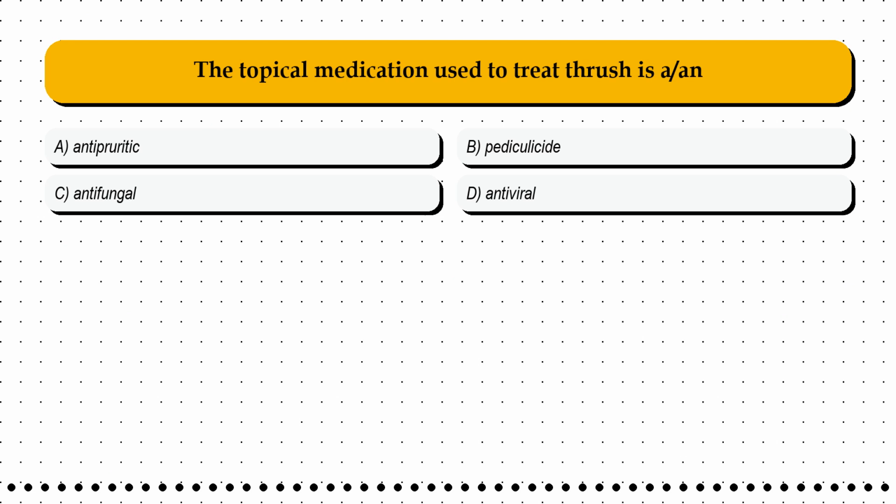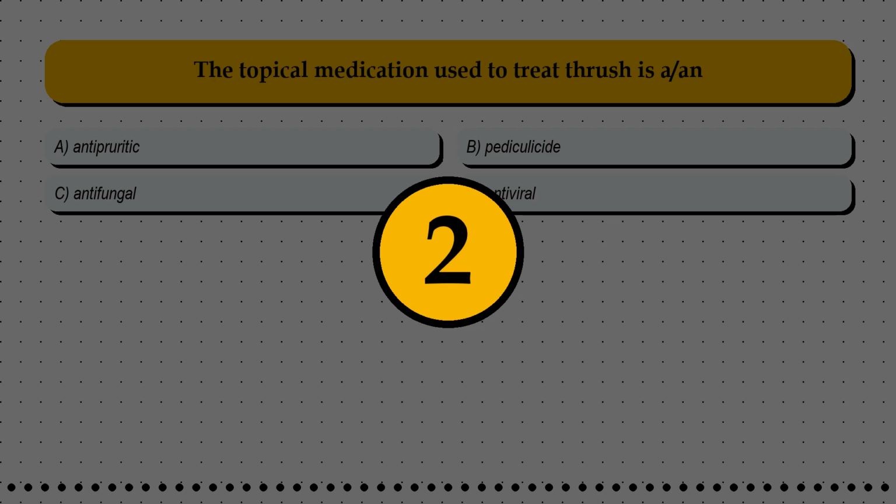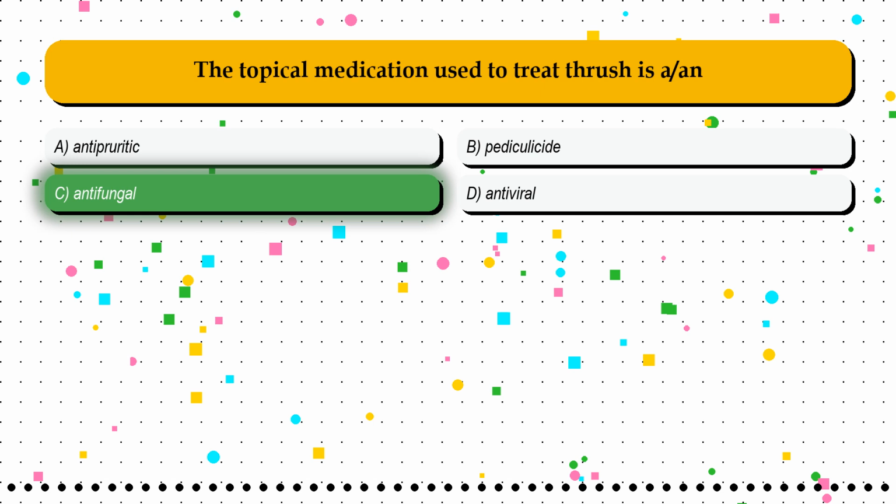Question 237. The topical medication used to treat thrush is a ___. Option A, antipyretic. Option B, pediculicide. Option C, antifungal. Option D, antiviral. The correct answer is option C, antifungal.